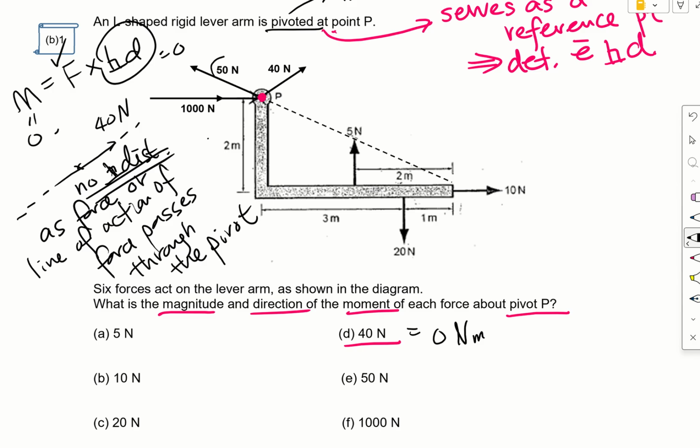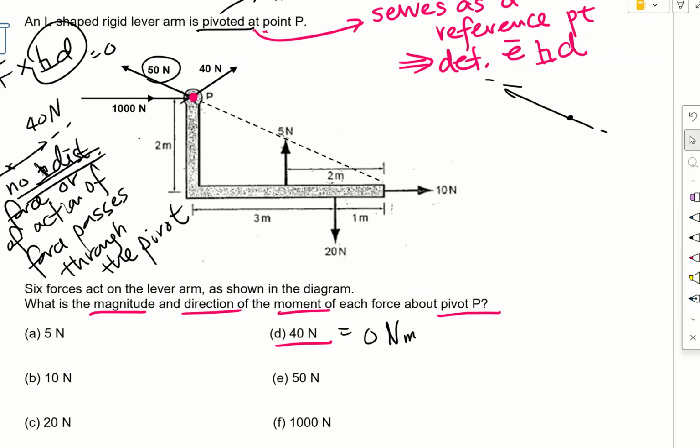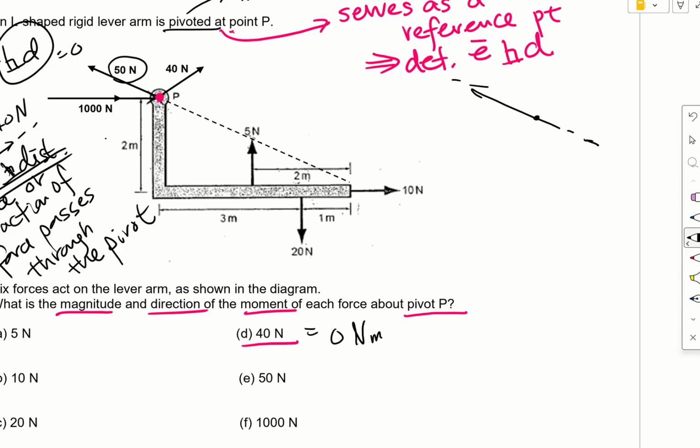How about for the 50 Newton, same thing. If I were to pull it out over here, the pivot is here. The 50 Newton and its line of action of the force actually passes through the pivot, right? Remember the first thing that you do when you're dealing with a moment question, you have to draw the line of action of each force. So if this is 50 Newton, it passes through the pivot. There is again no perpendicular distance and therefore no moment.